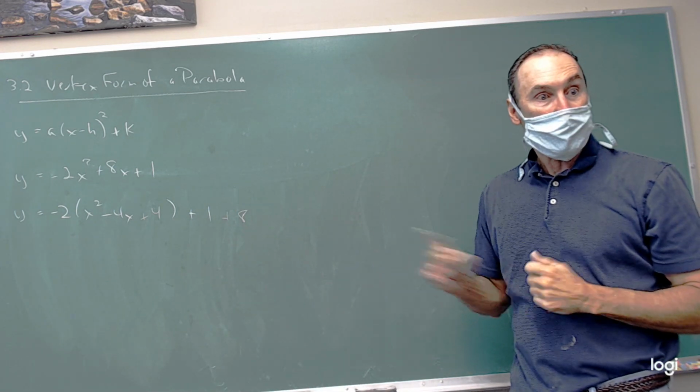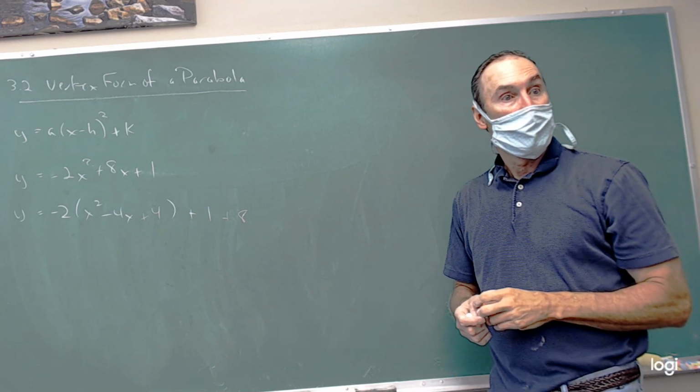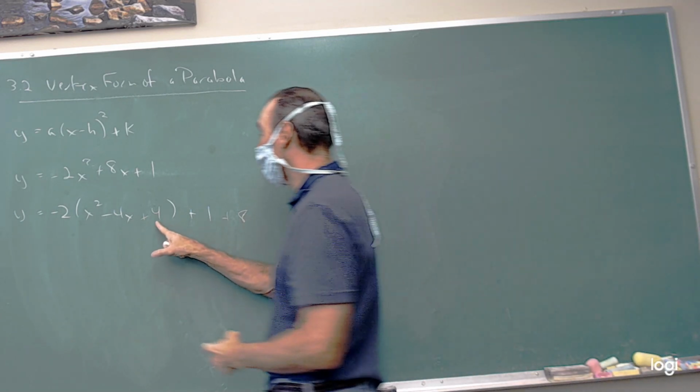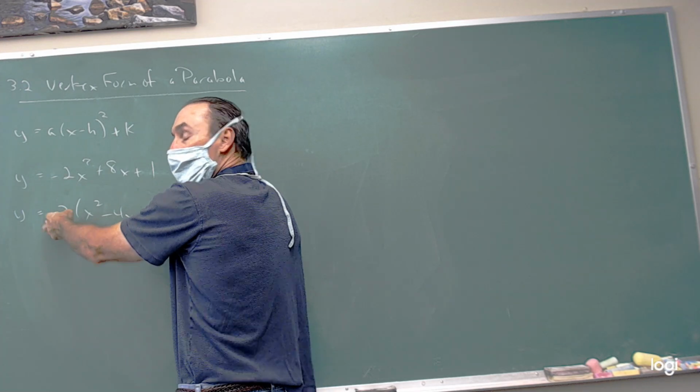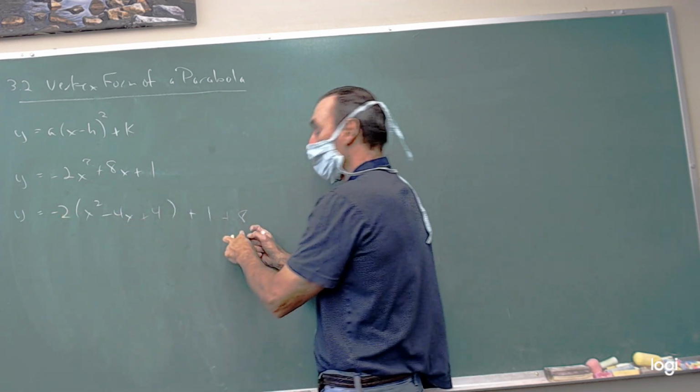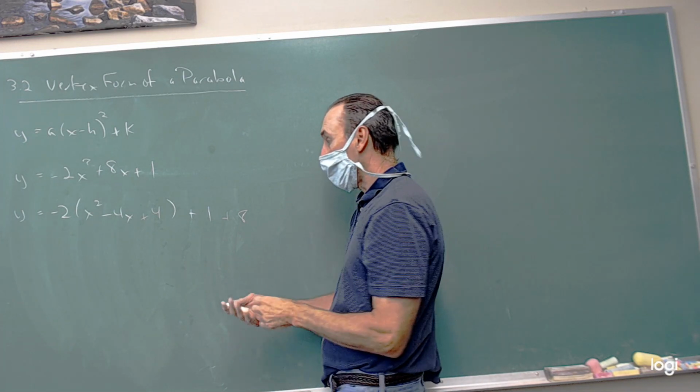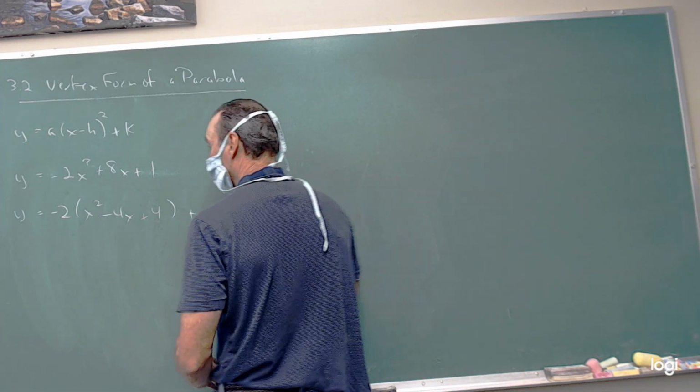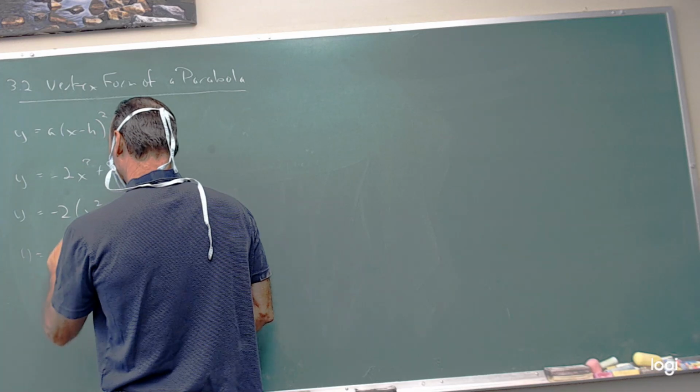You with me there? That's the part that throws people. You've got to have a net change of 0. Adding 4 here, I multiplied by negative 2. I've added a negative 8 into the right side of the equal sign. So I'm going to balance that with a plus 8. Now we've got it. So now we're just going to say y equals negative 2.